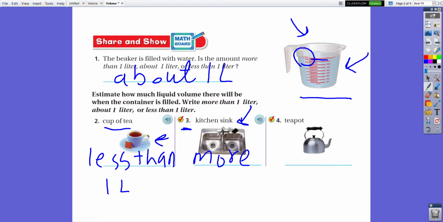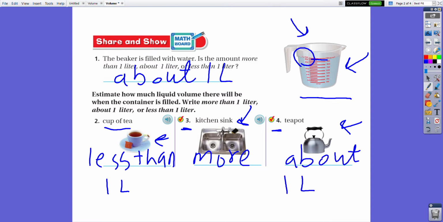Look at number 4, teapot. Look at the size of this container compared with the beaker. And of course, not this one in the picture, the real one. Imagine the real one with the beaker. Do you think it's holding more than, less than, or about? What do you think? So it's about 1 liter.